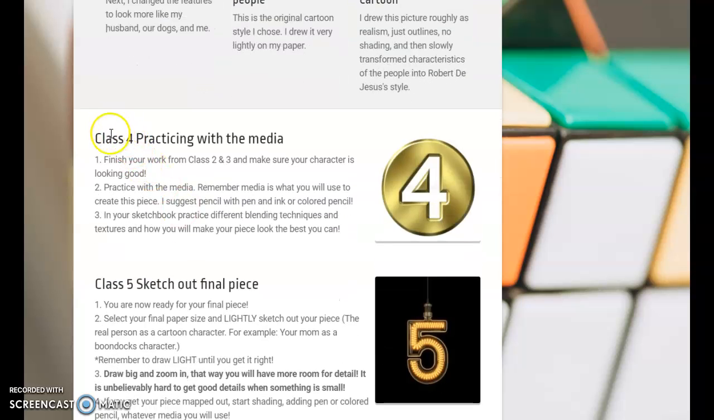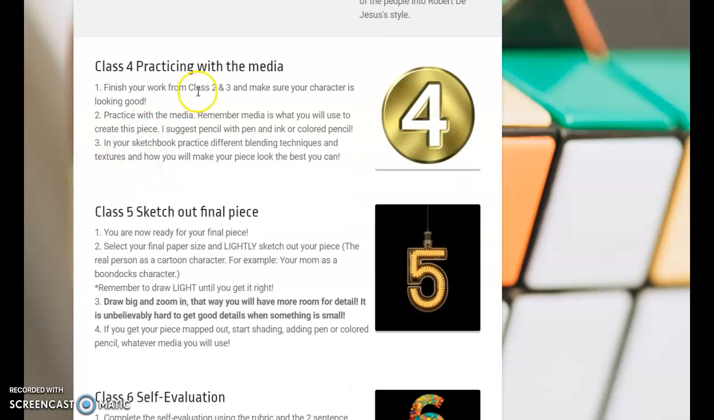All right, so I'm going to go on. Teachers, if you want to pause, you can start class 4 at 6 minutes and 5 seconds. Today we're going to talk about practicing with the media. So you should have finished classes 2 and 3, which is working on your transformation. You have something that's looking pretty good. Practice with the media today. So think about whatever media you choose.